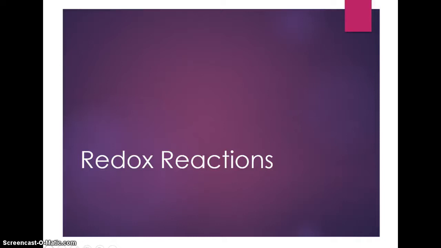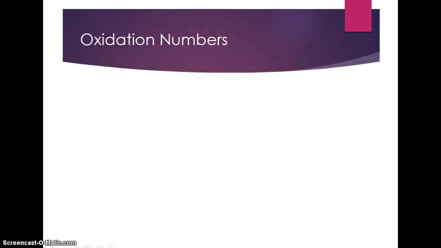So now we're going to move away from equilibrium and into what's called a redox reaction. Today we're going to learn about oxidation and reduction and the basics before we get into how to balance these special kinds of reactions. You've already balanced some in a very simple form, but now we're going to move on to the more complicated ones. So first we need to look at oxidation numbers.